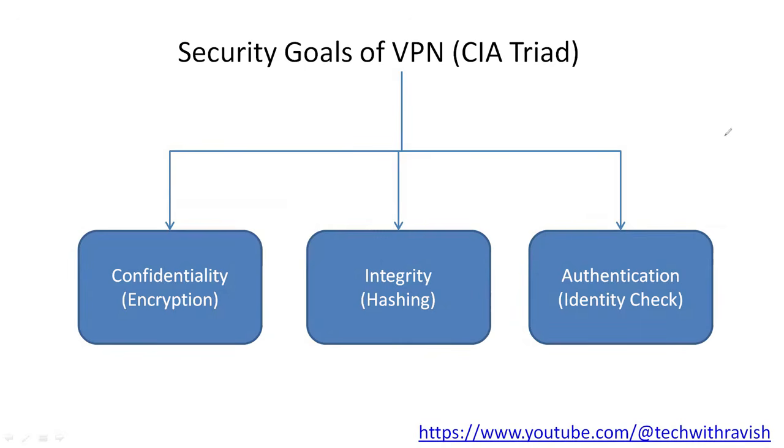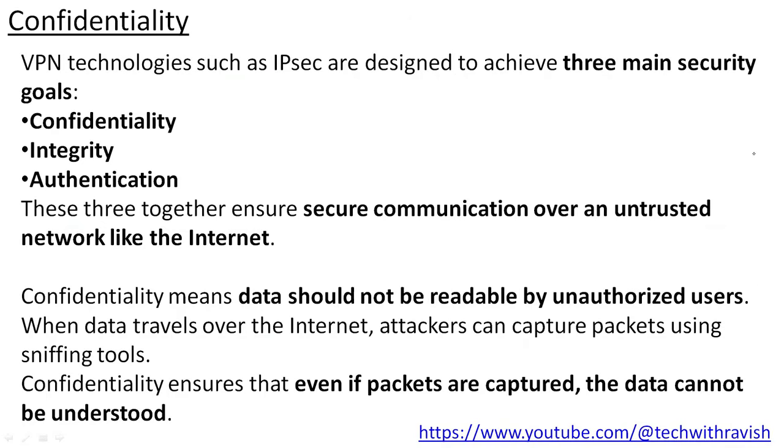Basically, VPN works on three security rules. Confidentiality means encryption, integrity means hashing mechanism, and authentication is the checking of source and destination users. It will check the user validity. Let's start with confidentiality. VPN technologies such as IPsec are designed to achieve three main security goals: confidentiality, integrity, and authentication.